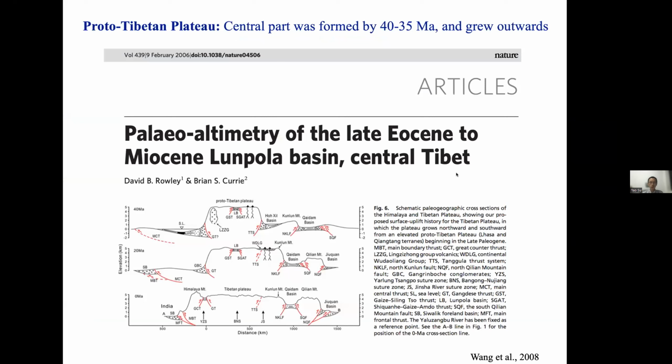The central Tibetan plateau is a very hot topic for geologists. How did it form? Until now, it's still controversial. One idea is a proto-Tibetan plateau. It means the central part of the plateau was formed by 40 to 35 million years ago. So it's quite old, and then it grew outwards.